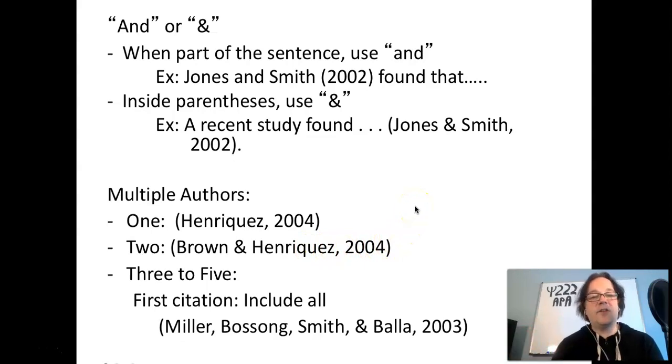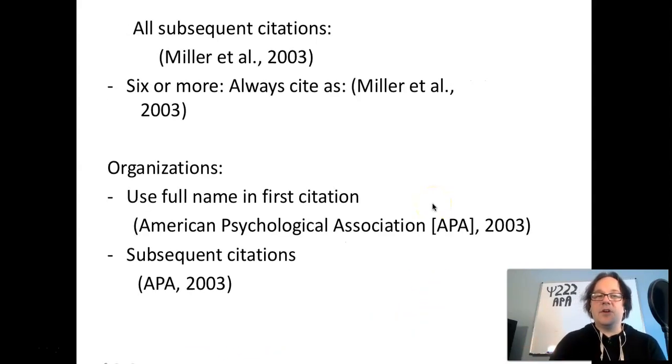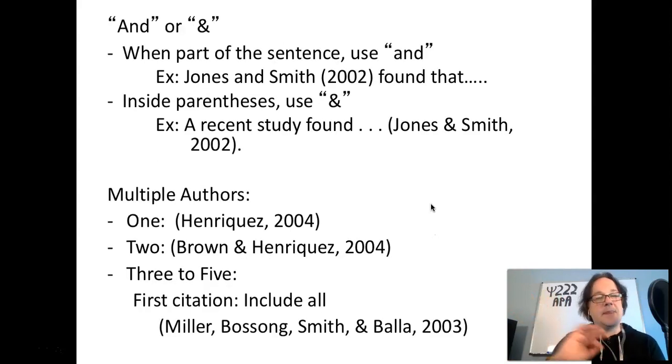For 3 to 5 authors, the first time, we would cite the first author, Miller, comma, the last name of the second author. So Miller, Bosong, Smith, and Bala, 2003. And then for all the citations that come after that, we would just say Miller et al., 2003, right? But the first time, from 3 to 5 authors there, you gotta spell out all their last names.